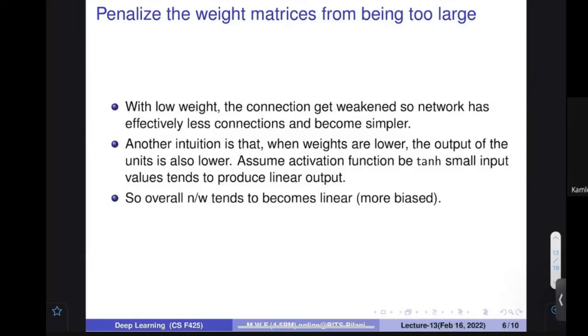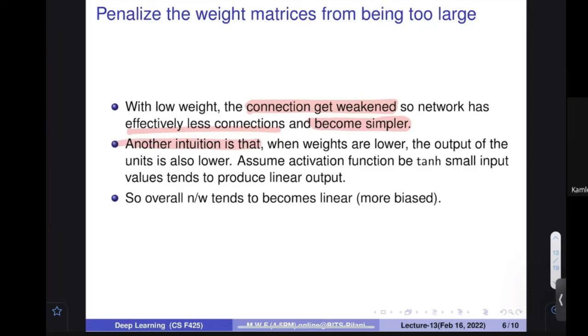You know that the connections get weakened by this, because the weight is going to be reduced. So the network is going to be effectively less connected, and therefore it becomes simple. And a simple network means a better network in terms of generalization. Another intuition is this: when the weights are lower, the output of the unit is also lower.